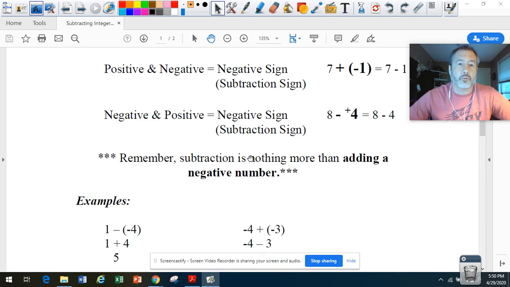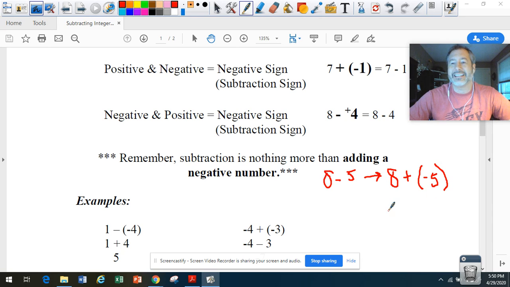So it says, remember, subtraction is nothing more than the addition of a negative number. What that means, guys, if I did 8 minus 5, this is the same as saying 8 plus a negative number. So 8 minus 5 is the same as 8 plus negative 5. These here are exactly the same.